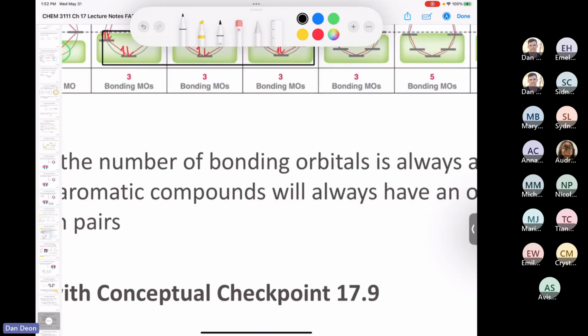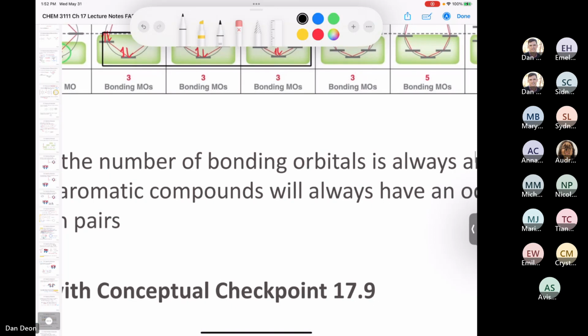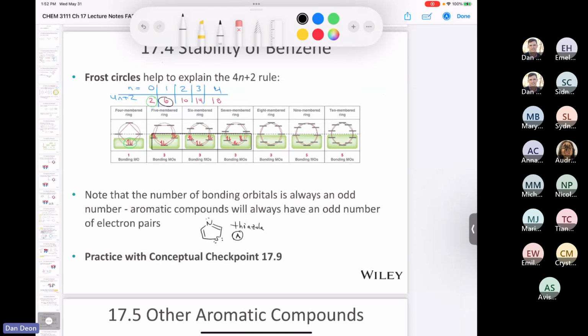If you had a compound like, let's say you have something like this. It doesn't have an odd number of pi bonds, right? It has an even number of pi bonds. This is called thiazole. But this compound is in fact aromatic. Okay, this is an aromatic compound. So you can't always go by the pi bonds. And if you're wondering how that works, we're going to go over that in detail.